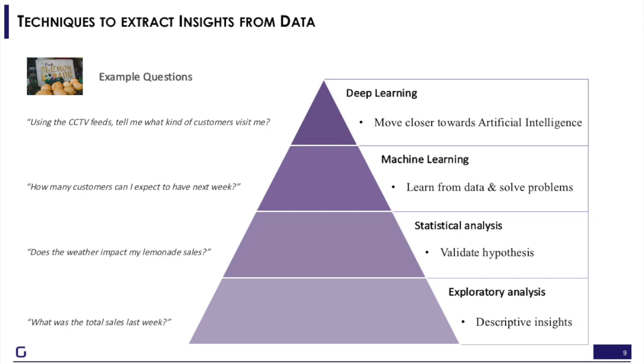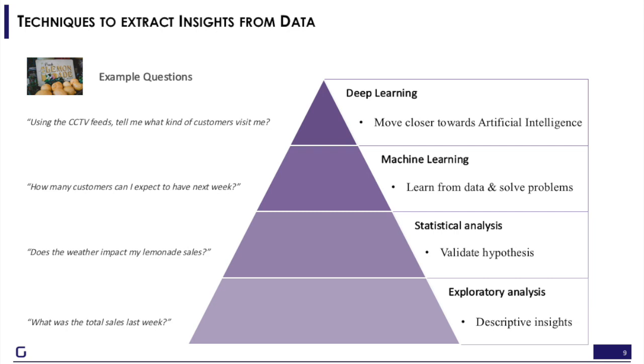Let us say we had set up a CCTV camera behind our lemonade stand, and we have been recording it all the while in terms of the customers visiting and so on. So using this data by applying deep learning, we might be able to get into insights like what kind of customers visit my stall and how do I expand my presence. So such deeper stuff with unstructured data can be answered by deep learning.